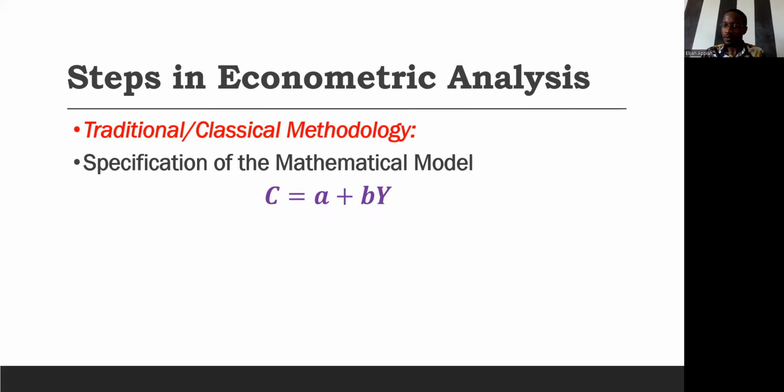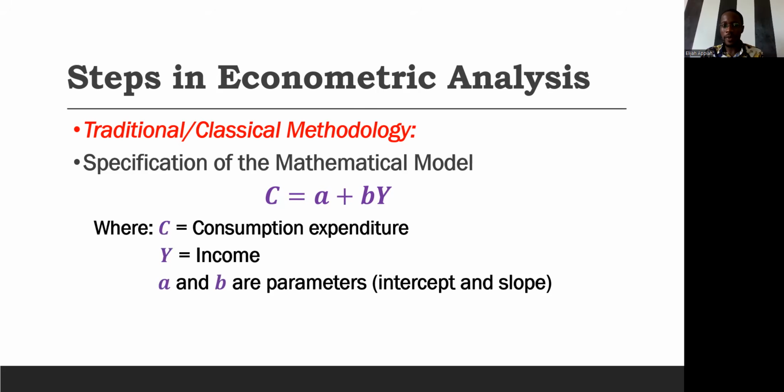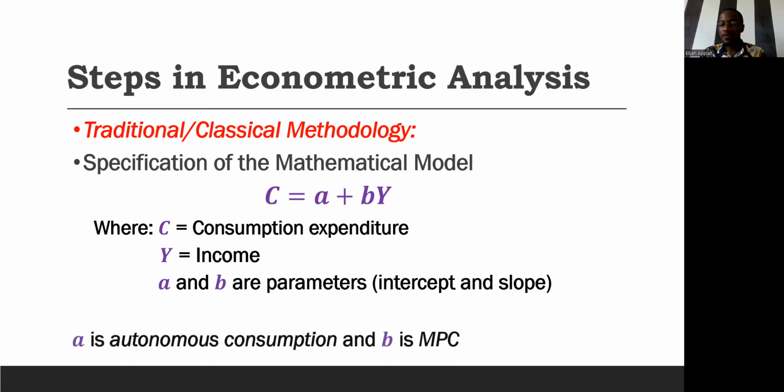This is called the consumption function, where the C represents consumption expenditure, Y is income, A and B are known as the parameters. A is the intercept and B is called the slope. Now in economics, the A represents autonomous consumption, that part of the consumption function that doesn't depend on income. And the B is called the marginal propensity to consume. Well, the economics terms, we will just reserve them for now. So let us understand that this is a function. The A is the intercept and B is the slope.